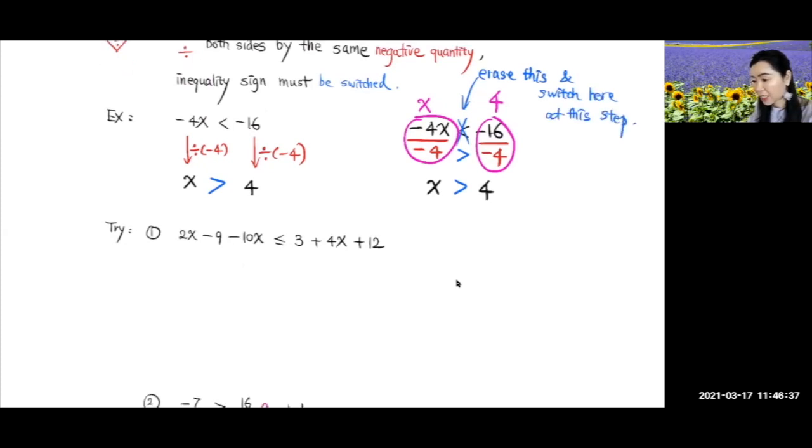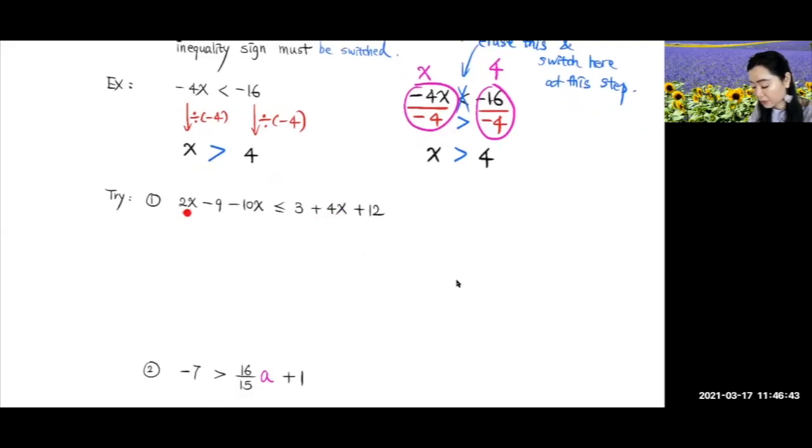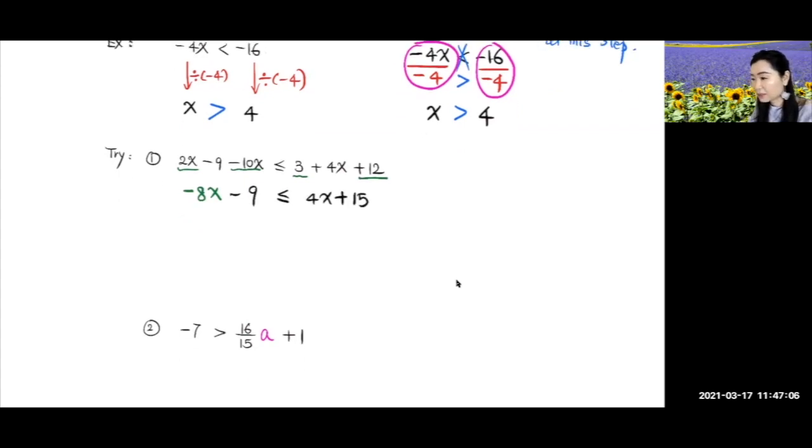Now let's try the next one. This one over here, we're solving this inequality. First we will combine like terms. So these two are like terms. Combining them, I get negative 8x minus 9 less than or equal to, and over here you combine like terms, so you have 4x plus 15. Now I want to have the x on the left side. Suppose that's what you want. Then I need to get rid of this 4x on the right side. So to do that, I will subtract 4x from both sides.